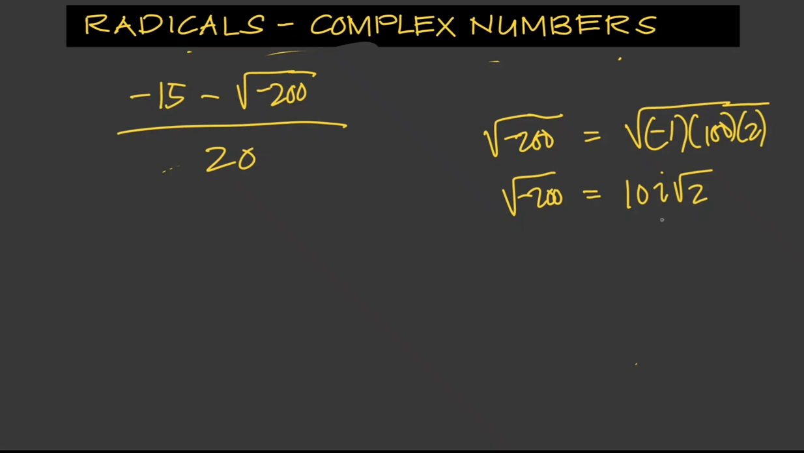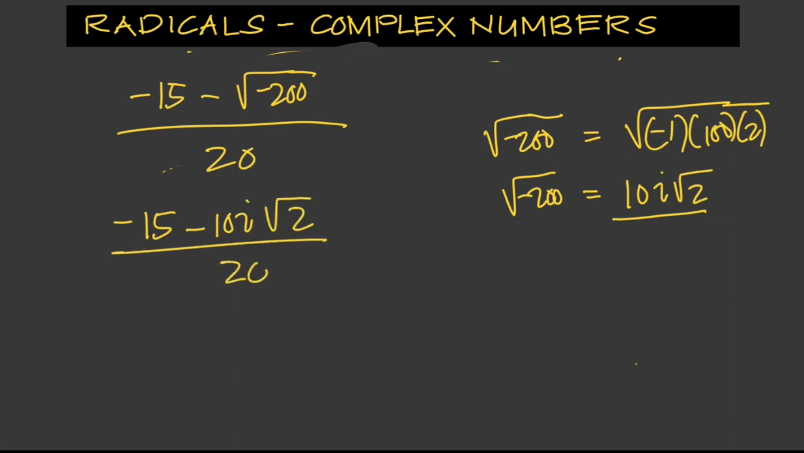Then we can plug this back into our original expression. So this would become negative 15 minus 10i square root of 2, all over 20. Then since all the terms here are divisible by 5, we can divide both our numerator and denominator by 5. So this would become negative 3 minus 2i square root of 2, over 4. So that is our solution for this problem.